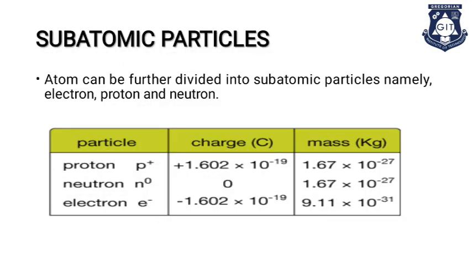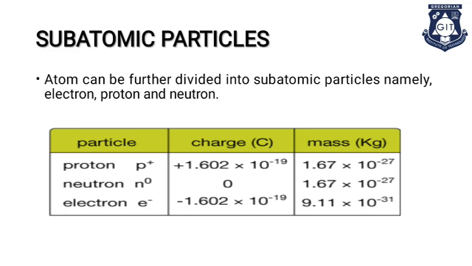Initially, the atoms were considered indivisible, as we already said, but later on experiments proved that atom can be further divided into small or simple substances which are termed as subatomic particles. These subatomic particles are namely electron, proton and neutron. Protons are the positively charged subatomic particles with a charge of positive 1.602 × 10^-19 coulomb and has a mass of 1.67 × 10^-27 kilogram.